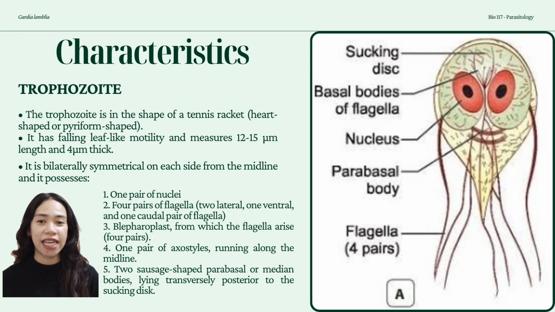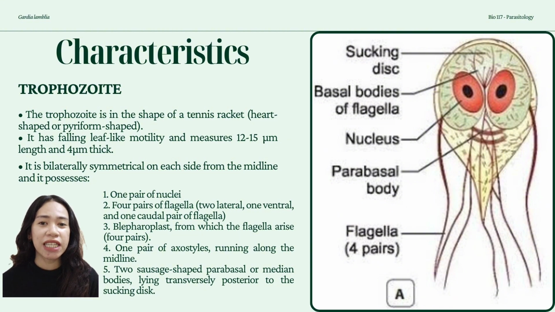Characteristics: Giardia lamblia exists in two forms. First is the trophozoite or the vegetative form, and the cyst or the cystic form. First is the trophozoite. The trophozoite is in the shape of a tennis racket, or heart-shaped, or pyriform-shaped. It is rounded anteriorly and pointed posteriorly. It has falling leaf-like motility and measures 12 to 15 micrometers in length and 4 micrometers thick.